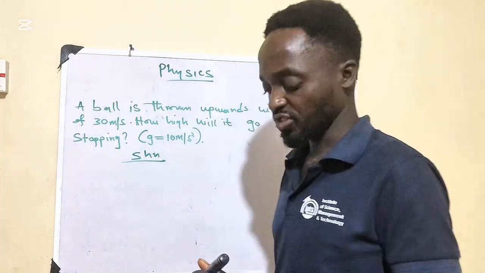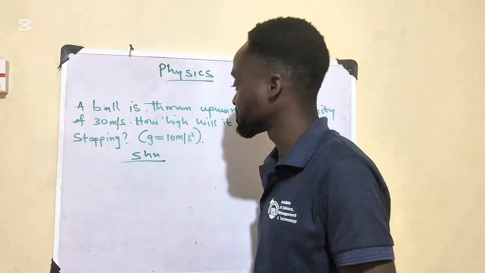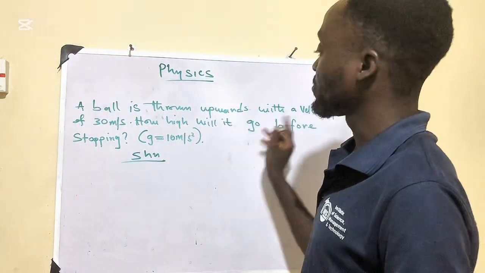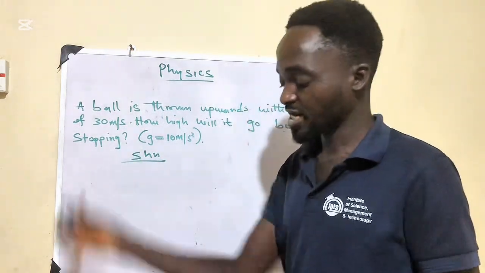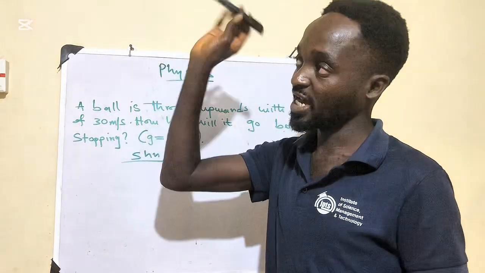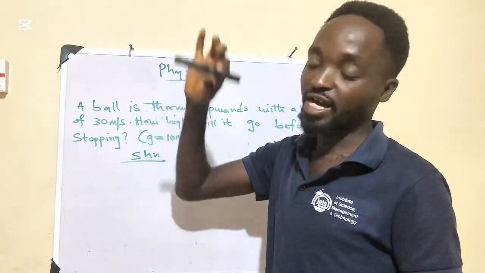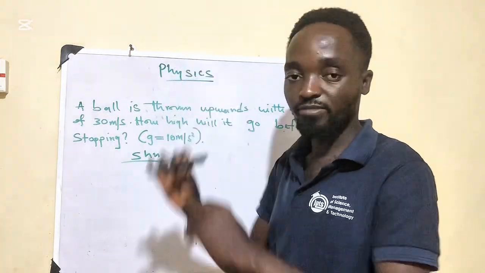But before we solve this question, I want you to understand what is happening here. Now, they said a ball is thrown upward with a velocity of 30 meters per second. So let's assume this marker is the ball. If I throw this marker up, you know it's going to go up and reach a certain height. And then after it reaches a certain height, it's going to start falling back to the ground.